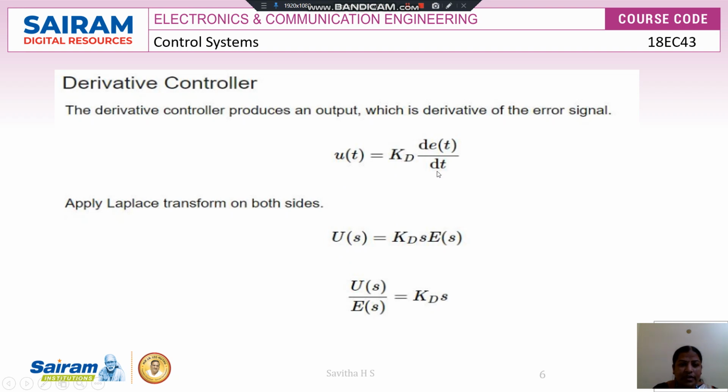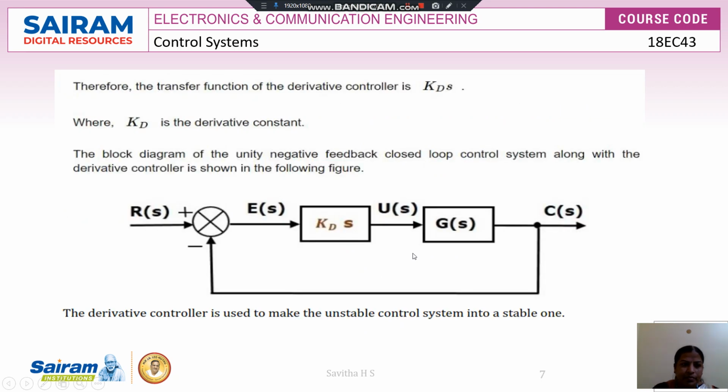we write in the Laplace transform as s, and e(t) is nothing but E(s). So here also we need to find U(s) by E(s). So U(s) by E(s) is Kd into s. Therefore the transfer function of the derivative controller is Kd into s, where Kd is the derivative constant. Like the proportionality constant, Kd is the derivative constant.